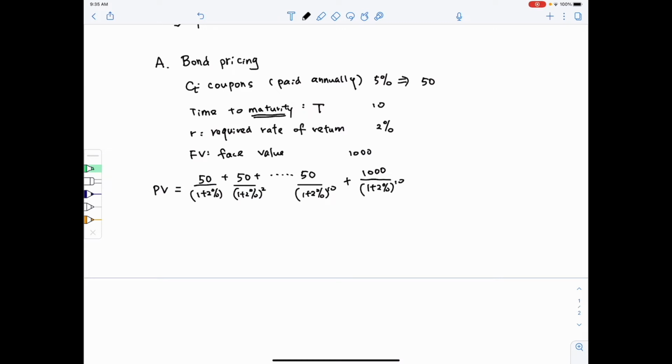Therefore, the pricing formula for a bond in fact equals the summing up of the present value of all the coupons. You discount them based on the required rate of return you asked for, given the time to maturity. Then you know how many coupons you are going to receive, and plus the face value of the bond, you discount it back to the power of t, and that will be the present value of all the future cash flows for holding the bond, and that will be the price for holding a bond.